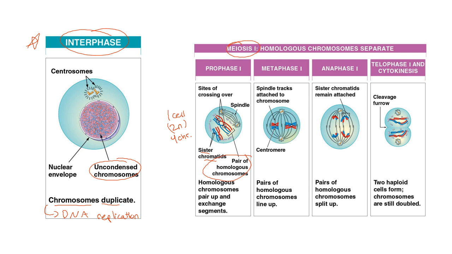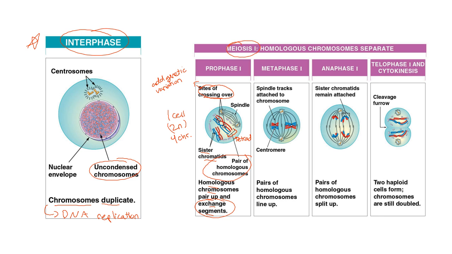This is the pairing up, and the pair is usually referred to as a tetrad because it has four sister chromatids. Homologous chromosomes pair up, and they exchange segments. This exchange of segments, the sites of crossing, is called crossing over. Crossing over is very important because this is one of the reasons meiosis adds genetic variation to your chromosomes. This is how we gain genetic variation.